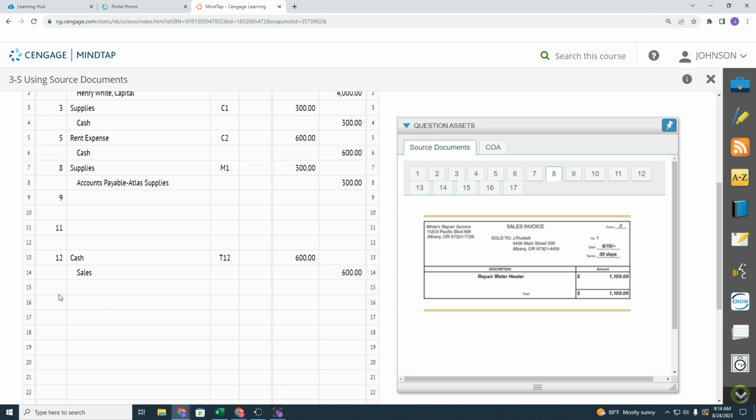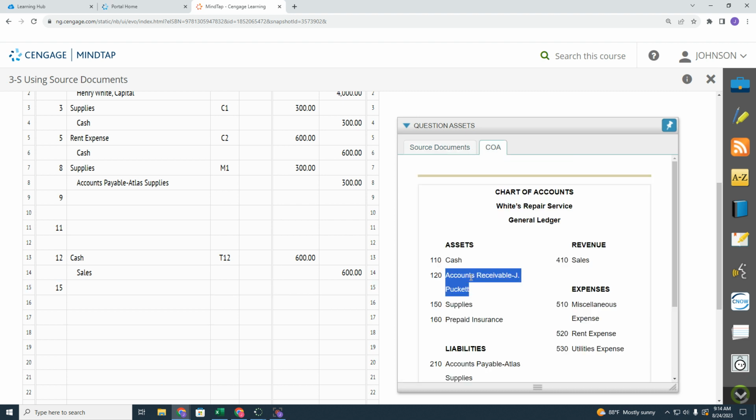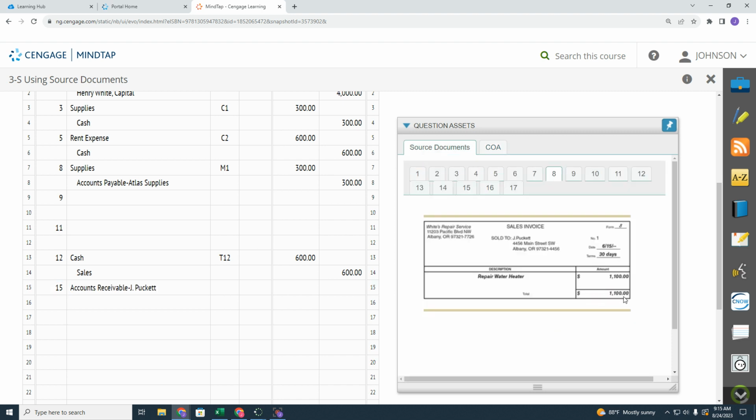Look at transaction number 8, it's a sales invoice. So this one I sold on account. We can see the date here is the 15th. So this is a sale on account. So somebody owes me money. It looks like Jay Puckett owes me money. So I'm going to look at the accounts receivable for Jay Puckett. I'm going to increase it by the total amount of the sales invoice of $1,100. And then I'm going to increase my sales by $1,100 as well. And this would be sales invoice number 1. So I'd put S1.